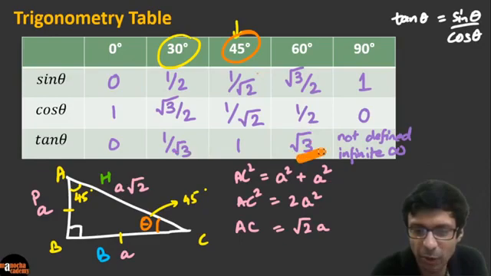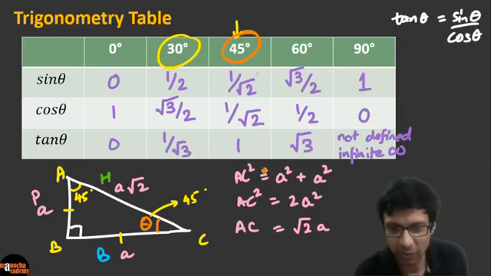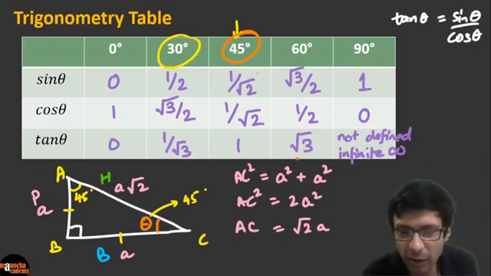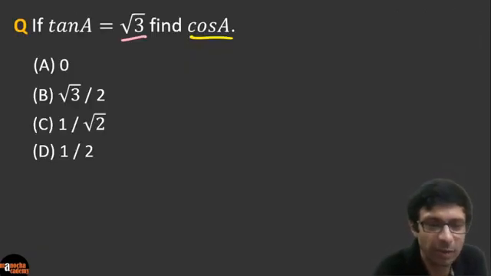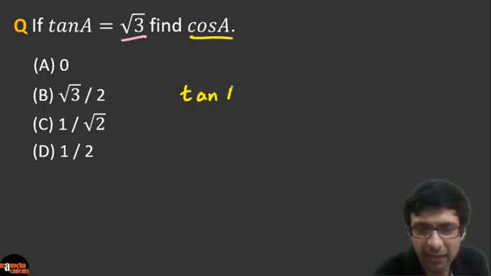Can you see this value here? Oh, that's too big. So can you see this value? Tan of 60 degrees is root 3. So therefore, if you go back to the question, it's given to us that tan A is root 3, and from the table we know that A is 60. Why?